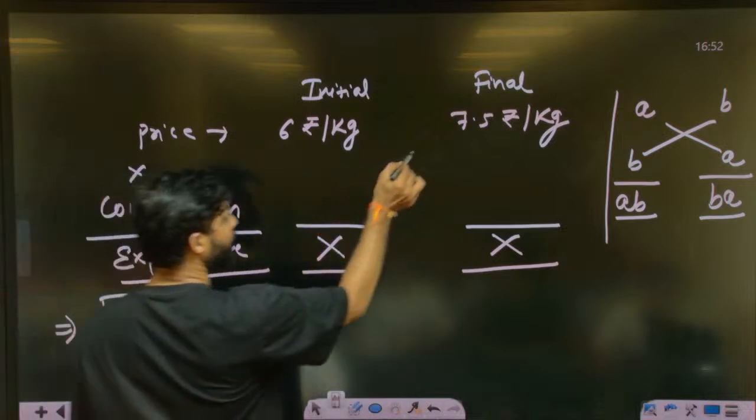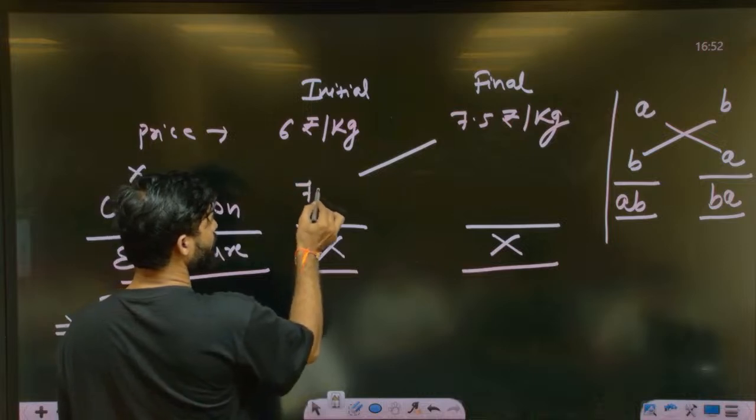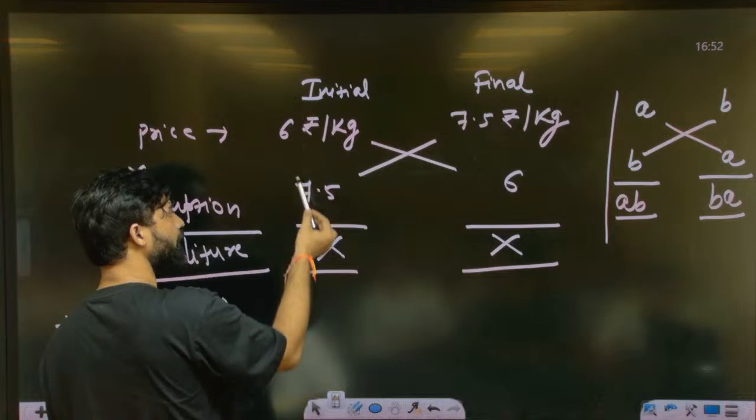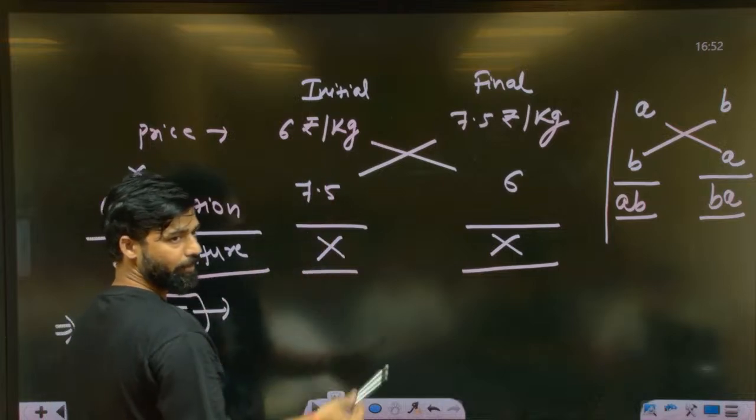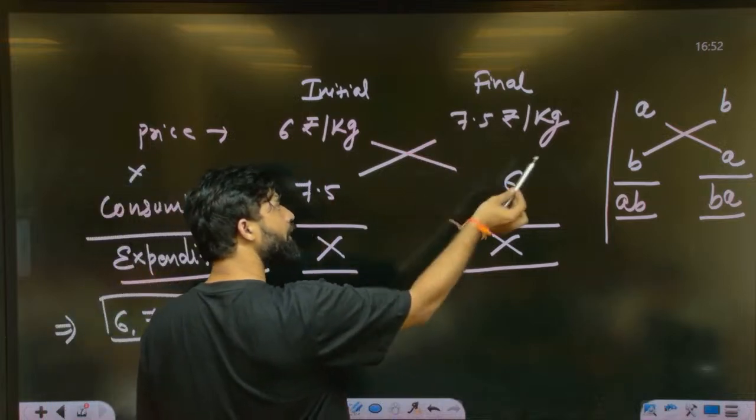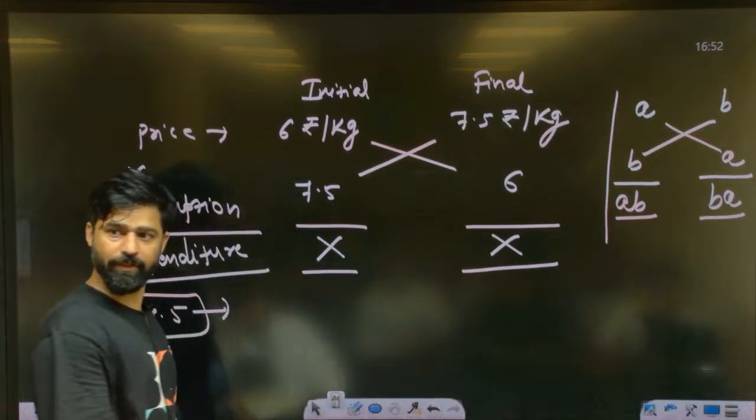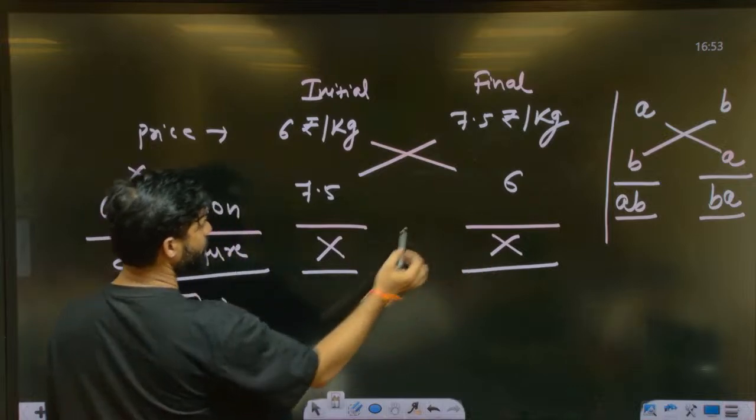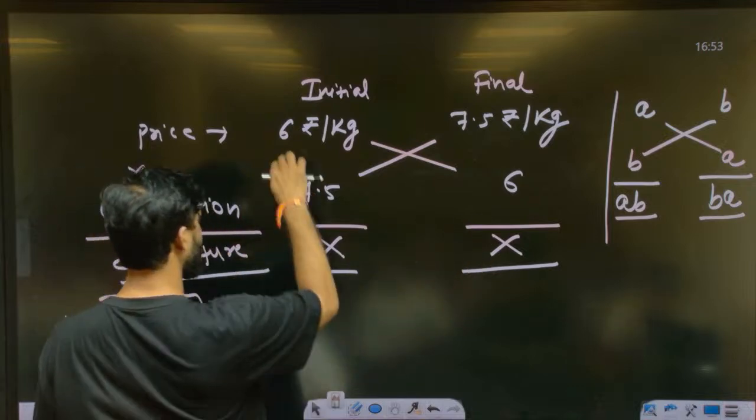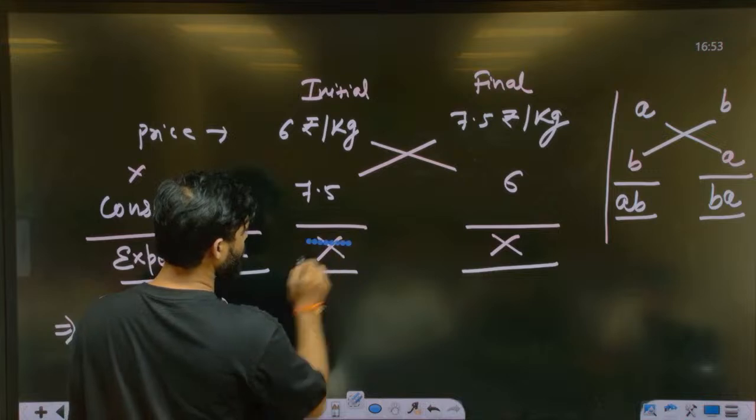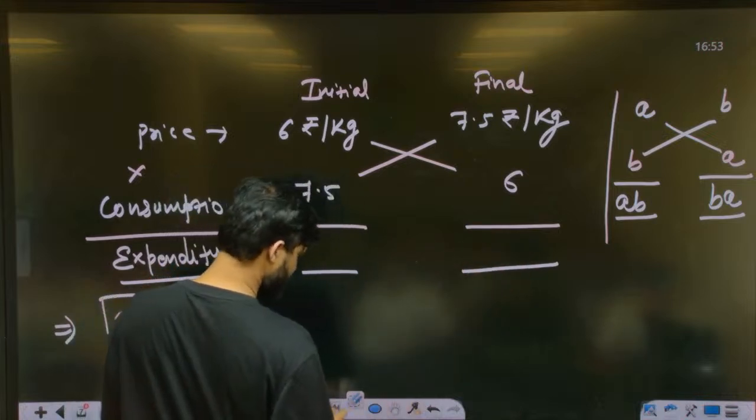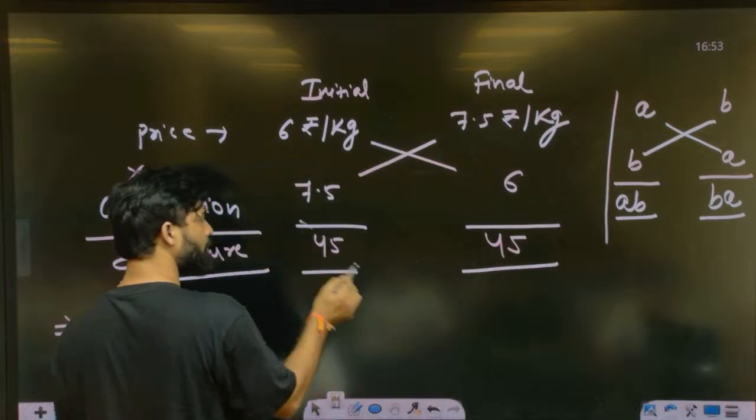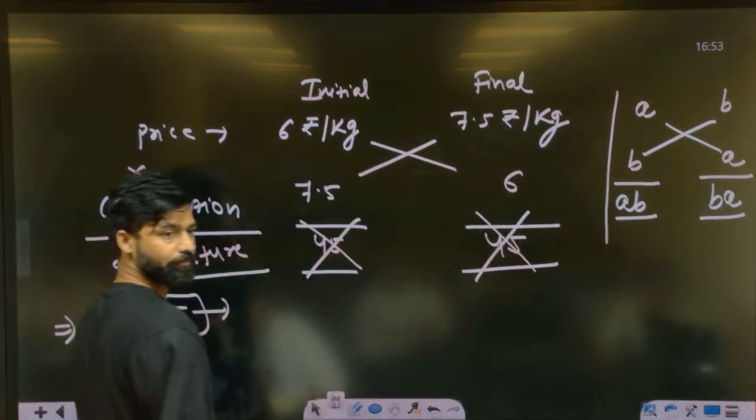Let's do this thing here. Take that 7.5 here and 6 here. If I multiply 6 into 7.5, I will get the same number which I will get after multiplying 7.5 by 6. And after doing this, the expenditure is the same. So if I multiply 7.5 into 6, what will I get? 45. But you don't have to find out the product because we don't need this.